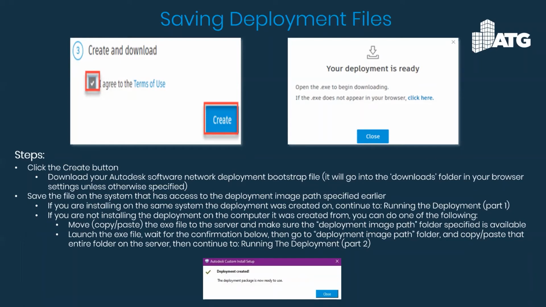Okay, this part is about saving the deployment file. So after you click create, you saw this part already. It downloads an executable file, puts it into your default downloads folder.